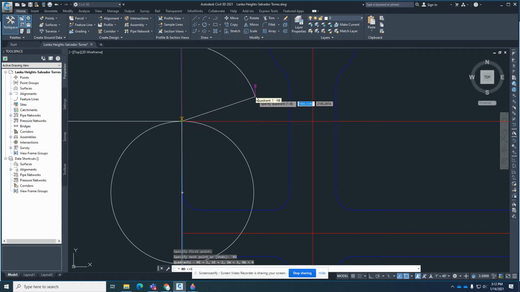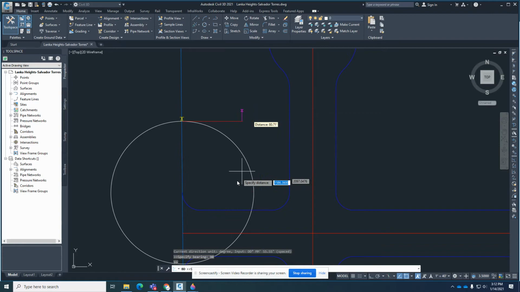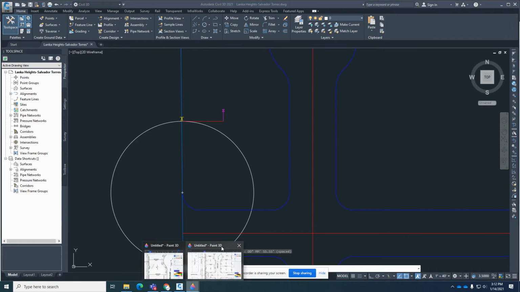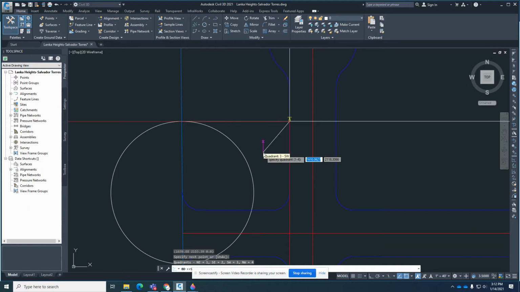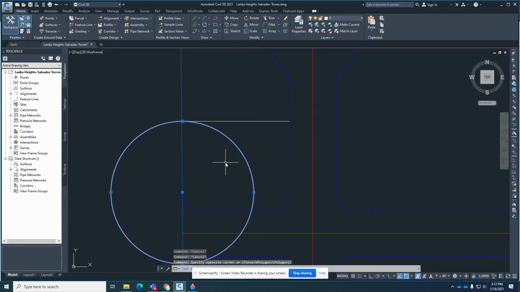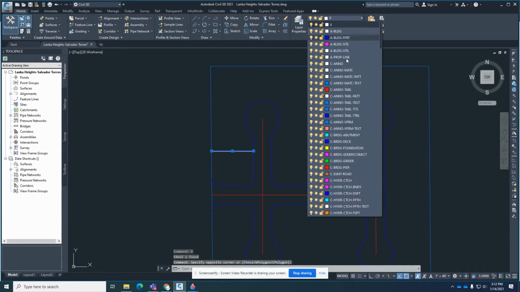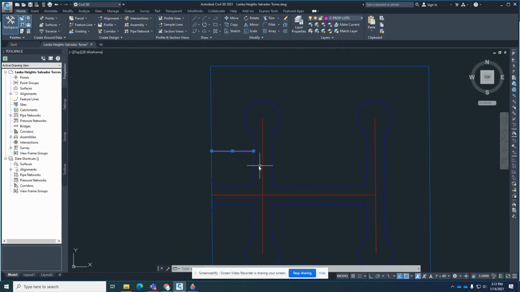I think it says southeast, 90 degrees, a distance of 121.16. So I'm going to go this way, 121.16. Enter. So there is my lot line. As far as the lot line, what layer are we going to be using? For our lot lines, we're going to be using C-PROP-LOTS, C-PROP-LOTS.